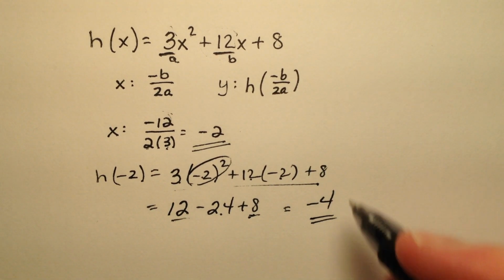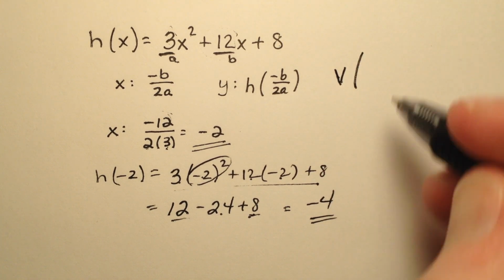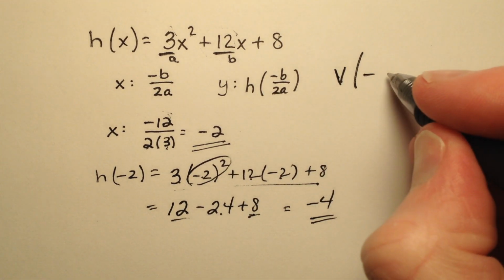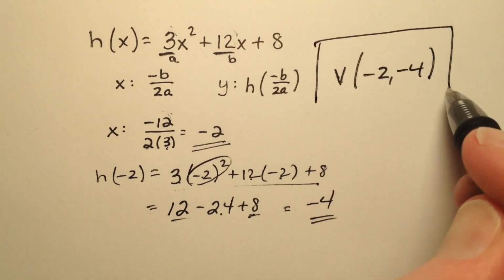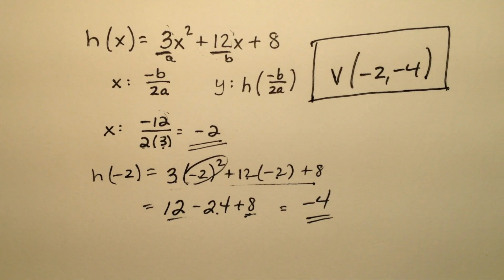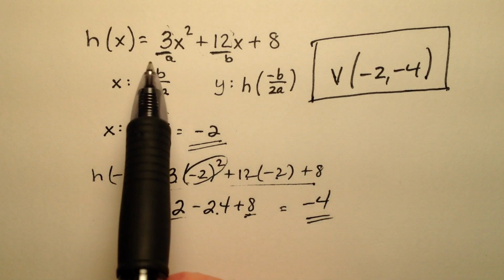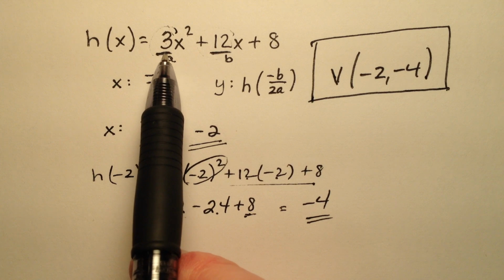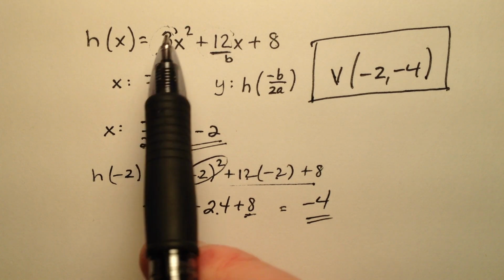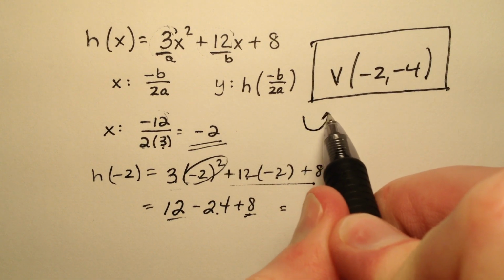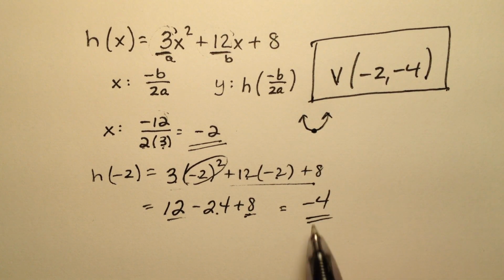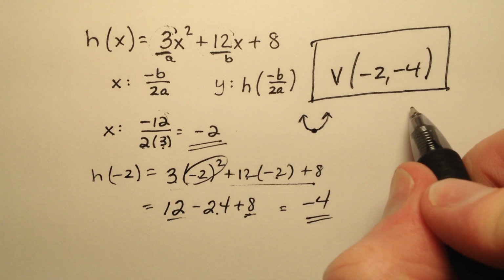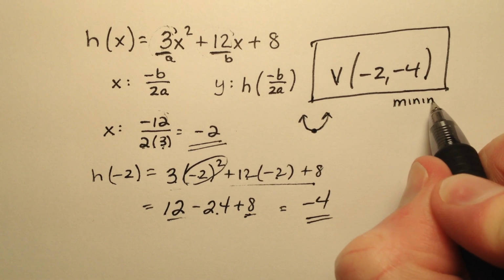So my vertex, I'm going to go ahead and write with a v for vertex, is going to be negative 2 for my x and negative 4 for my y. Okay, so is this vertex a maximum or a minimum? Well, when I look at my leading coefficient, it is a positive 3, which means this parabola is going to open upward, which means the vertex of this parabola is going to be a minimum value. So I'm going to go ahead and write minimum.